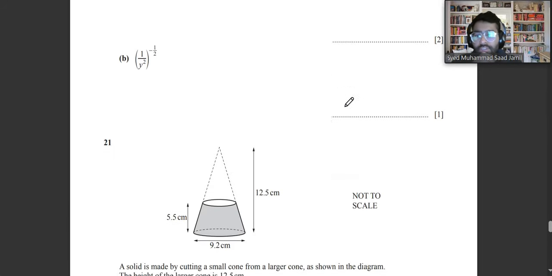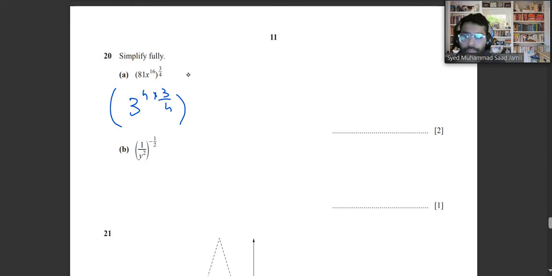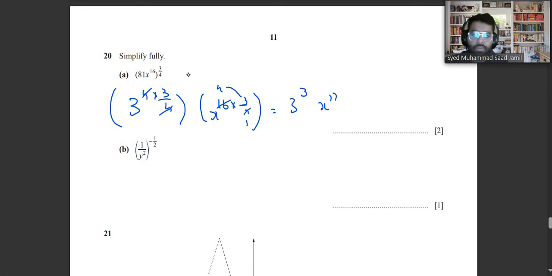Now next question, it says simplify. In this question, instead of writing 81, you will write 3 raised to power 4, multiplied by 3 upon 4, and x raised to power 16 multiplied by 3 upon 4 again. The 4s cancel. So this becomes 3 raised to power 3, and 4 multiplied by 3 is 12, so x raised to power 12. 3 raised to power 3 is 27, so 27x^12.